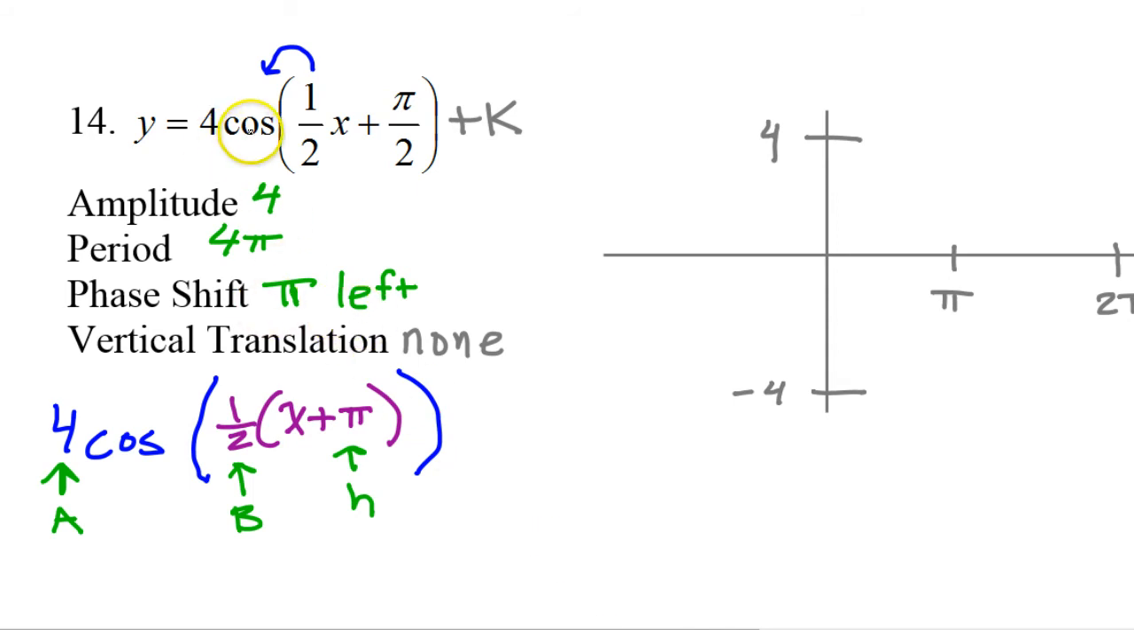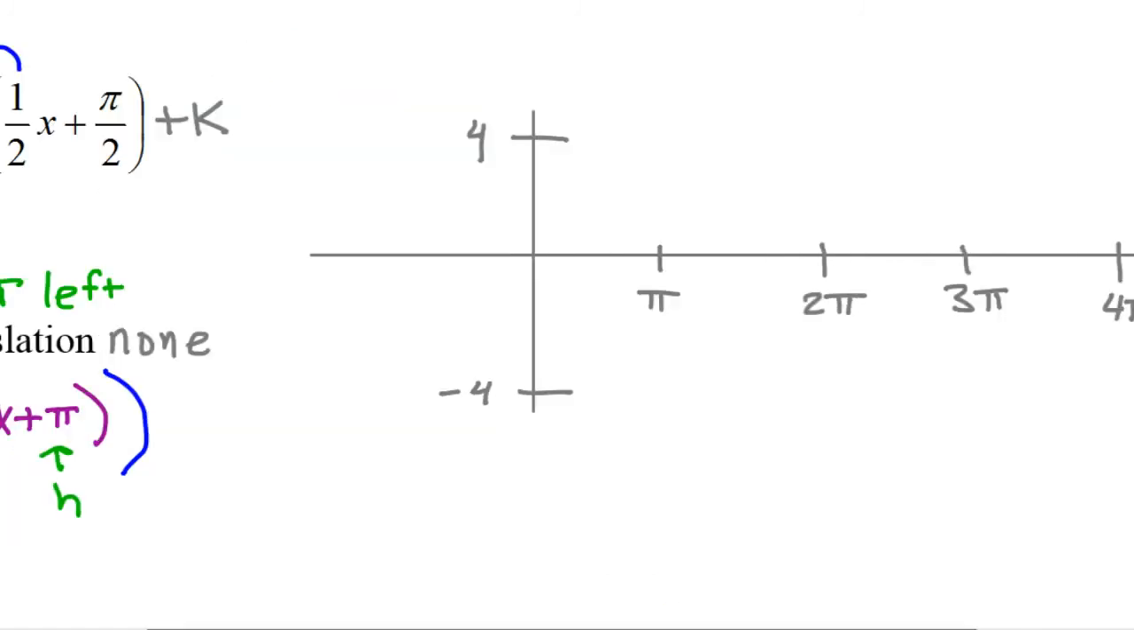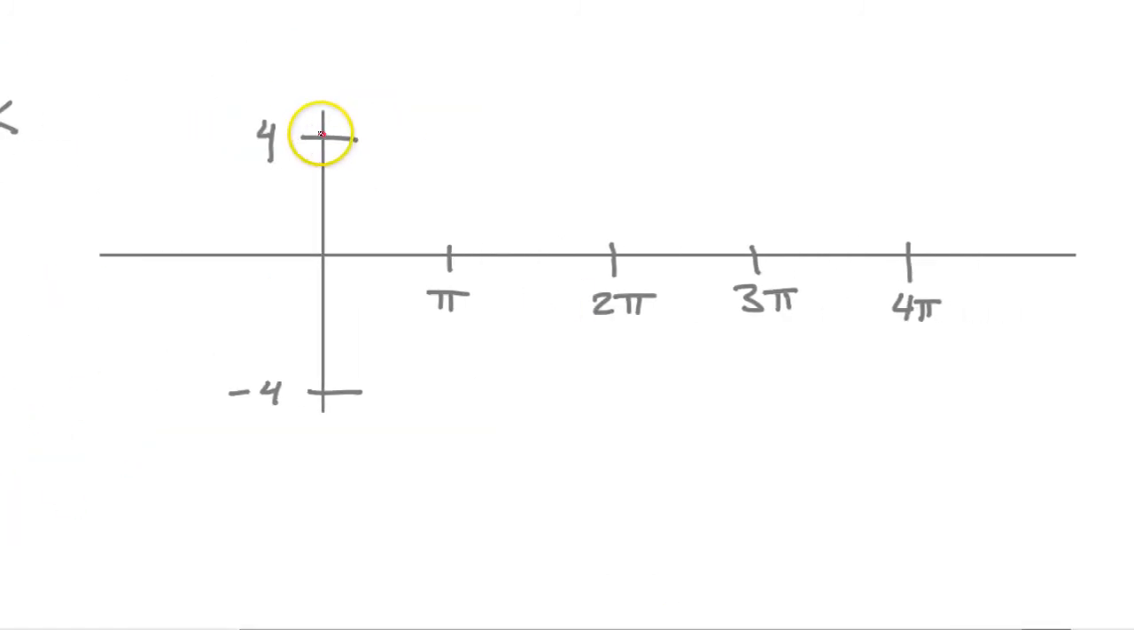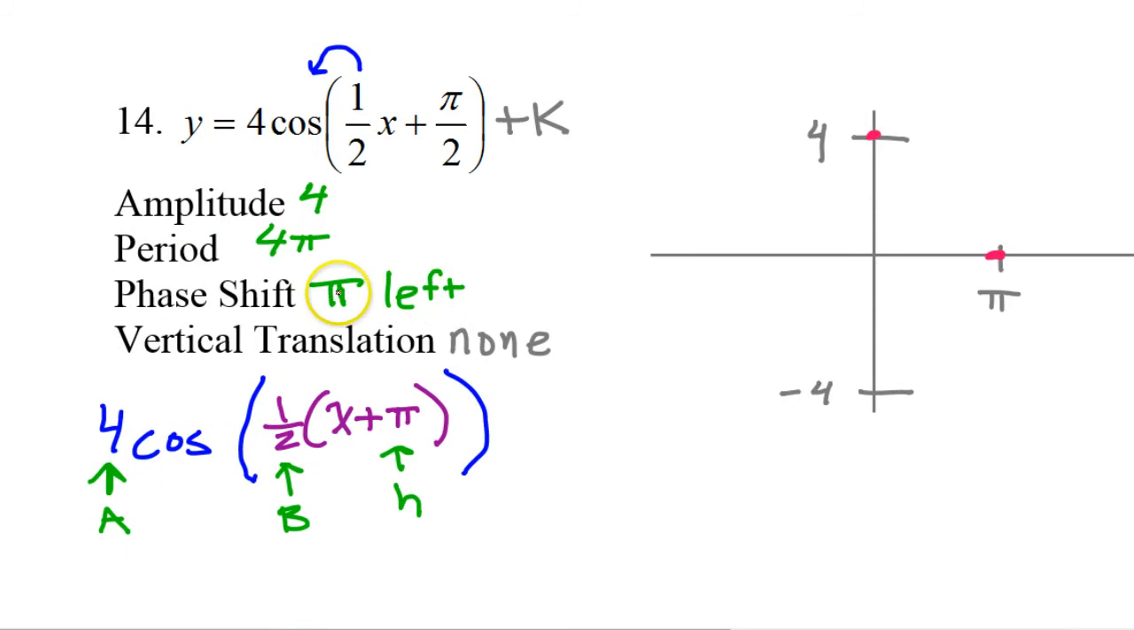Now this is a cosine function, so if there was no phase shift, the cosine function would start at its highest point, fall to the midline, and then it would go to its lowest point, return to the midline, and end at its highest point again. That is the cosine pattern. However, there is a phase shift on this problem, pi to the left.